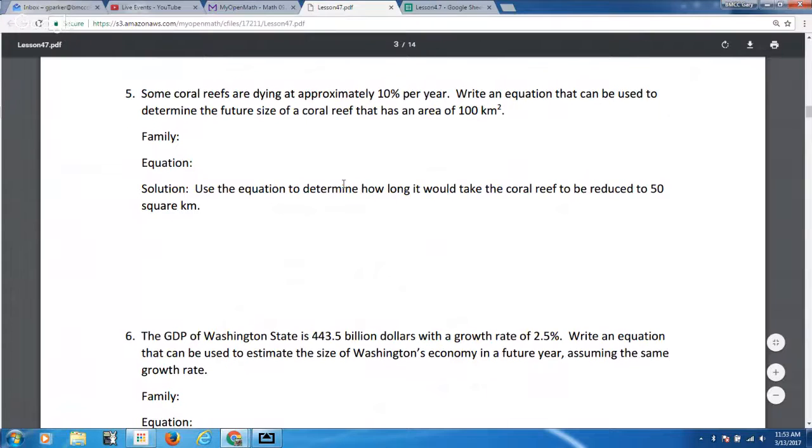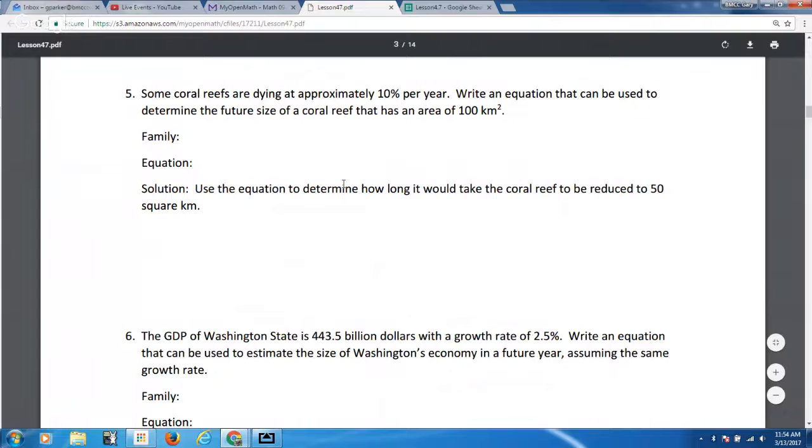So defining my variables, in this case, y would be the area of the reef. And x would be time in years. And that's an example of exponential change, which in this case is percent change. Similar problems we looked at before. We looked at half-life of, say, caffeine, radioactive substances, ibuprofen in the body. So those are also exponential equations.